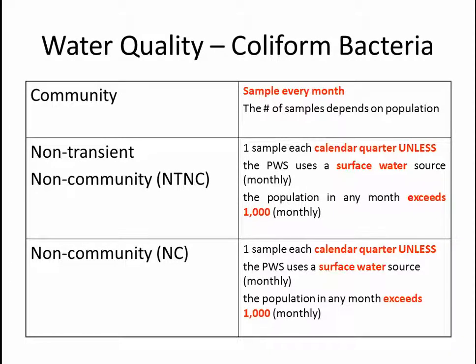So let's look at the different types of systems and how often they sample. A community system samples every month, and the number of samples they take is completely dependent on the number of people that they serve. The two other types of systems, the non-transient non-community systems and the non-community systems, sample once per calendar quarter unless the system has a surface water source, or if the population during any 1 month exceeds 1,000. If surface water or your population goes over 1,000, then those types of systems are sampling monthly.